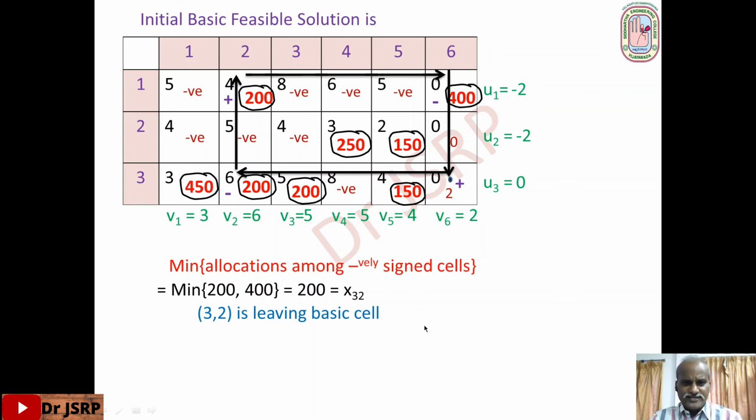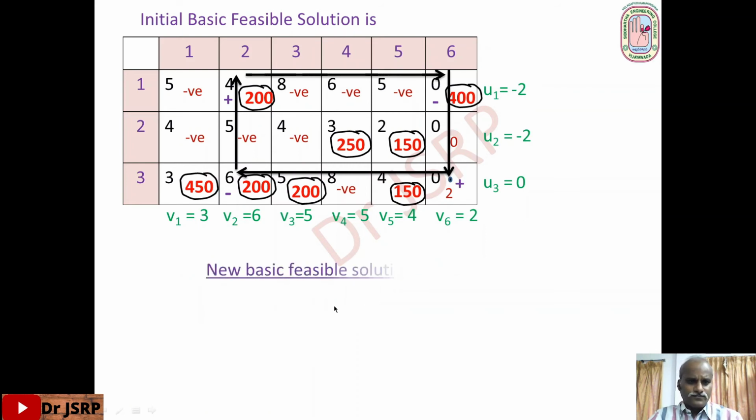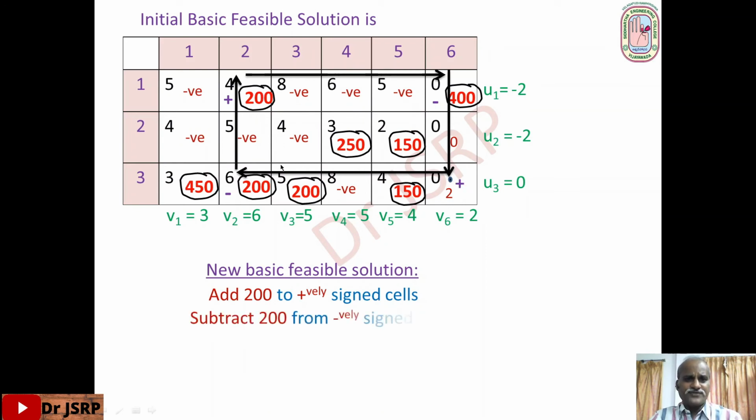Right. How do you find the new solution? For the new basic feasible solution, we add this minimum allocation to positively signed cells. So add 200 to these two positively signed cells. Subtract 200 from negatively signed cells, that is from these two cells. This is the leaving basic cell, so 200 minus 200 is 0. You need not write this cell. And the other cells not in the loop remain the same.